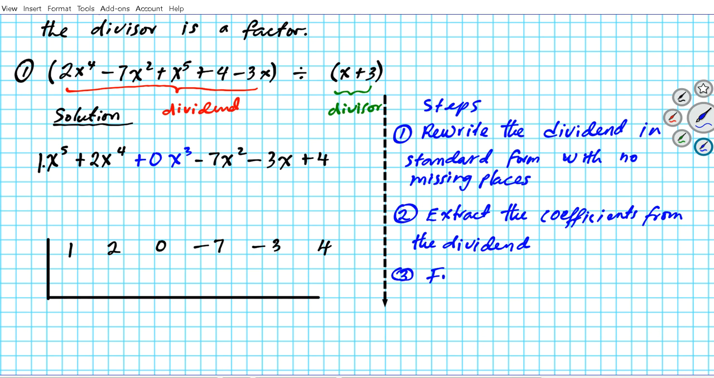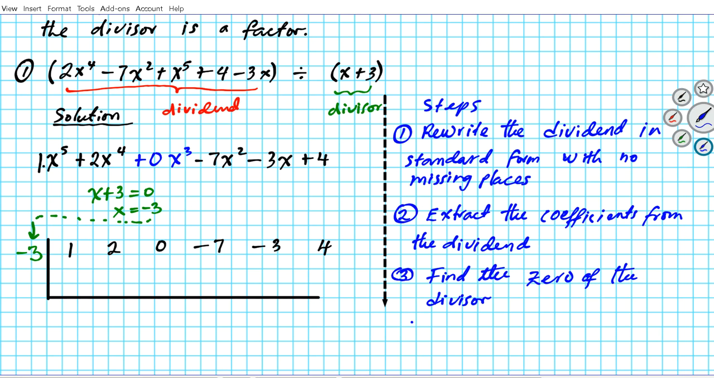So we're going to find the 0 of the divisor. What is the divisor? It's x plus 3. So we set that equal to 0 and solve. To solve this, you just subtract 3 from both sides. You have x equals -3. And this is inserted out here. Okay? -3.